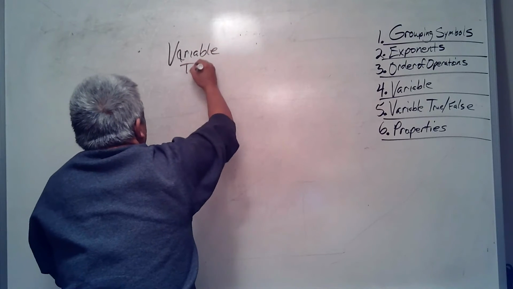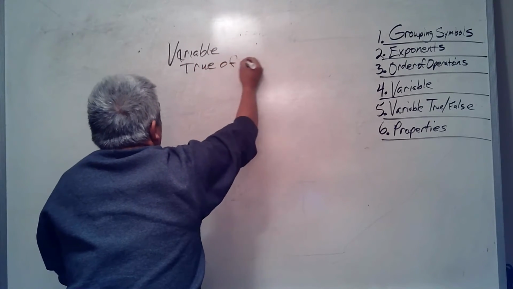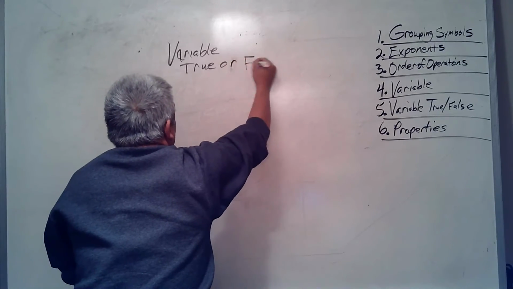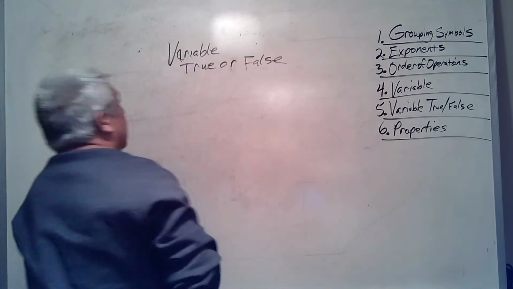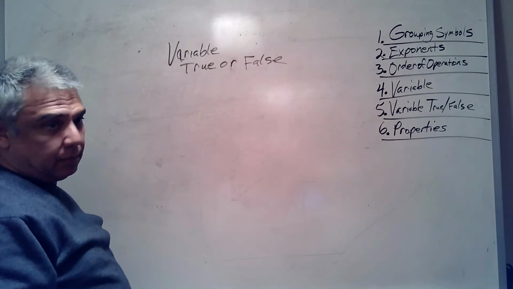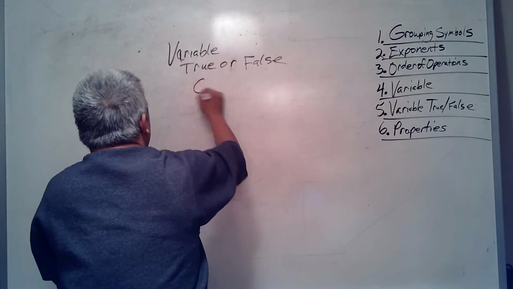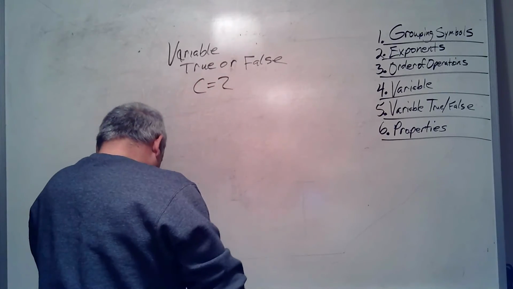Variable, true or false? I wish my fingers would work with me. Okay, I know it looks a little ugly, but hey. Variable, true or false? This time I'm going to hit you with, we'll start with the letter C. C is equal to 2.